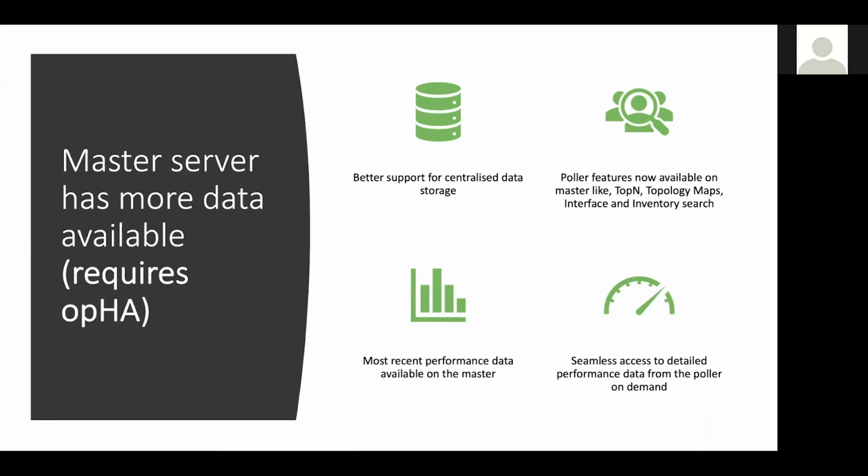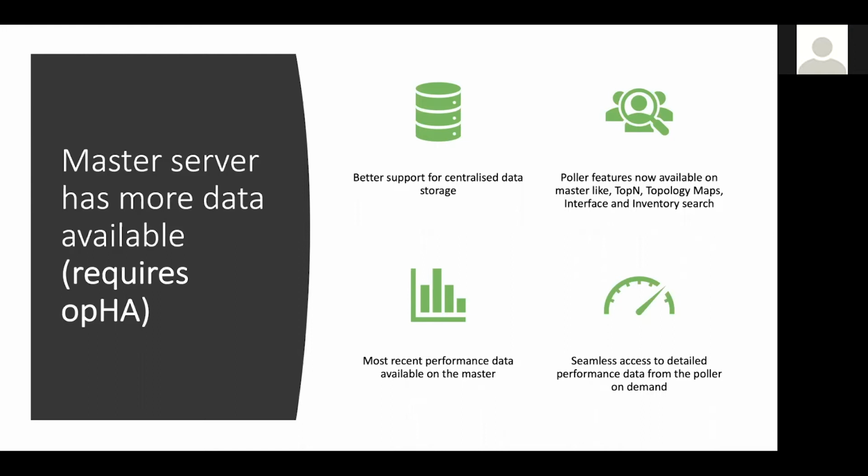So the master server has more data. We have better support for centralized data storage, and we have features available on the master. All of those Polar features that people loved in our products are available on the master now. Things like top-end topology maps, interface, and inventory search. The inventory search is really cool. The most recent performance data is also available on the master, as well as on the Polar.